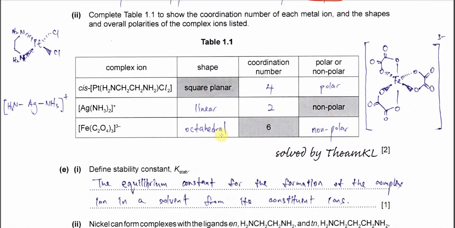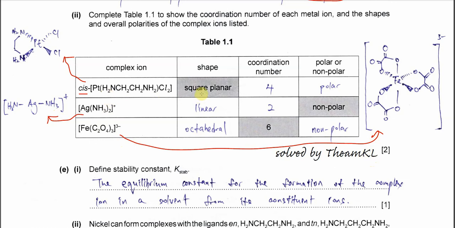Part 2. Complete table 1.1 to show the coordination number of each ion, the shapes and the overall polarities. So we have 3 complex ions here. The first complex ion looks something like this, the cis isomer. Okay, because it's mentioned cis, it is something like this. And the second complex ion is this, silver with 2 ammonia. And the last complex ion is this one. Of course, you no need to draw like what I did. I just try to show you how it looks, so it's easy for explanation.